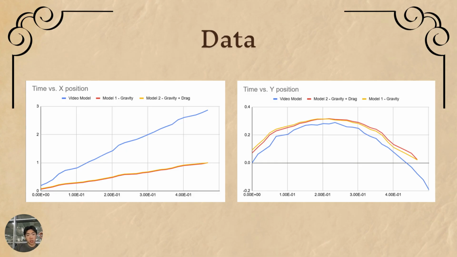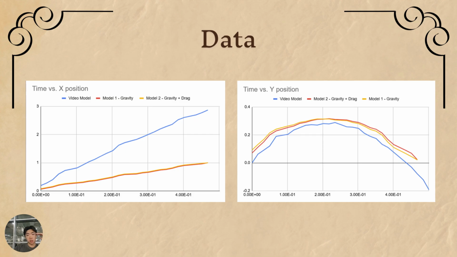And then for the x position, we can see that they're actually pretty different. The x velocities were pretty different. And all that is saying is that when I put in the x velocity initially, I did not accurately model the x velocity of the ball in the video.